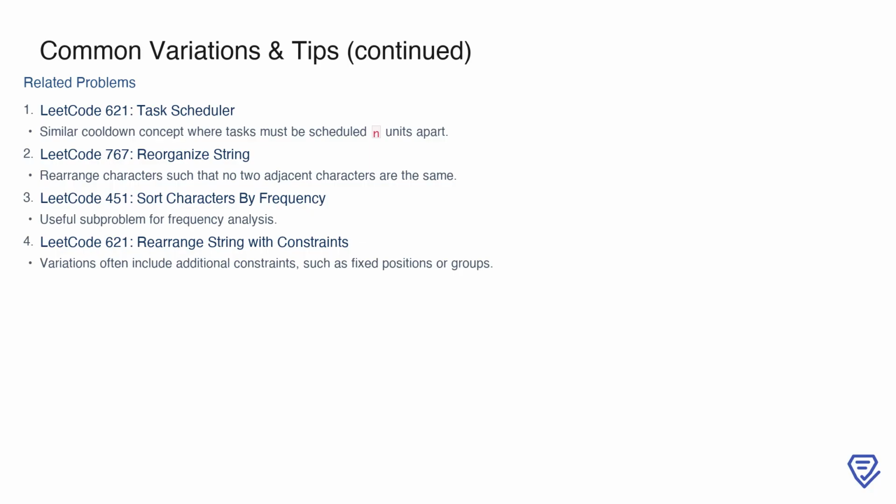Another related problem is LeetCode 767, reorganize string, where the goal is to rearrange characters such that no two adjacent characters are the same. LeetCode 451, sort characters by frequency, is a useful subproblem that focuses on analyzing frequencies, which is a key step in solving the k-distance rearrangement problem.